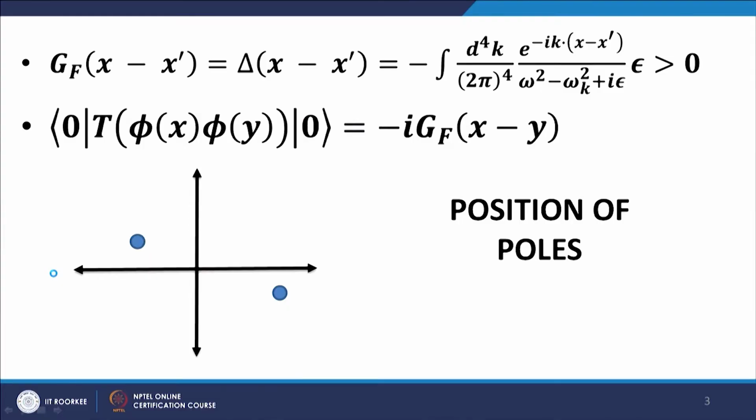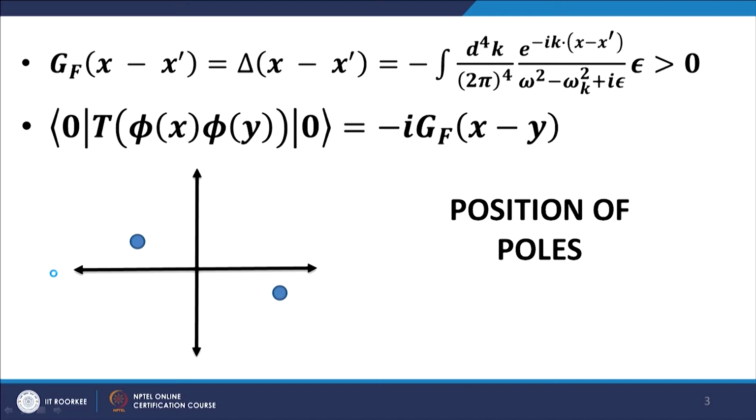The scheme of poles is given in this diagram. We have a pole here in the second quadrant and a pole here in the fourth quadrant in the case of the Feynman propagator. The expression for the Feynman propagator is given in the upper right hand corner of your slide. It is usually written with the suffix F to identify it as the Feynman propagator, and it is related to the time ordered product with a prefactor of minus i.